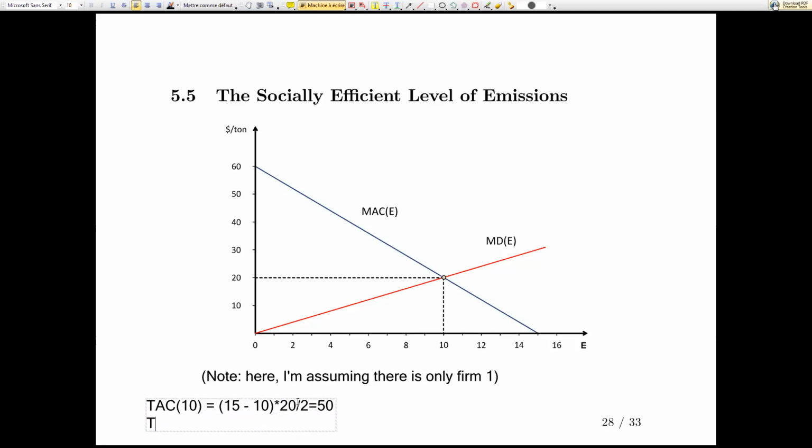And the total damage at emission of 10 would be the integral from 0 to 10. So 10 minus 0 multiplied by 20 divided by 2. So is that the same? No, it's not. It's 100. Okay, please know that.